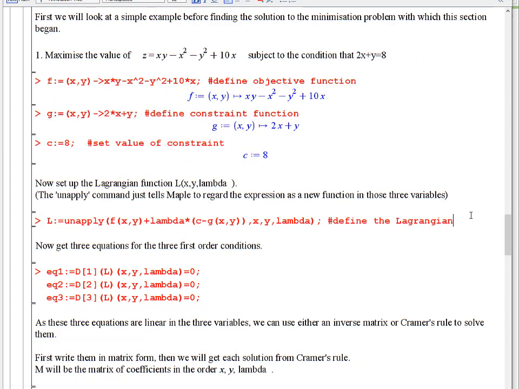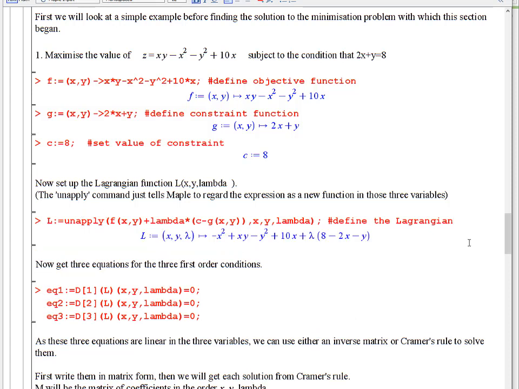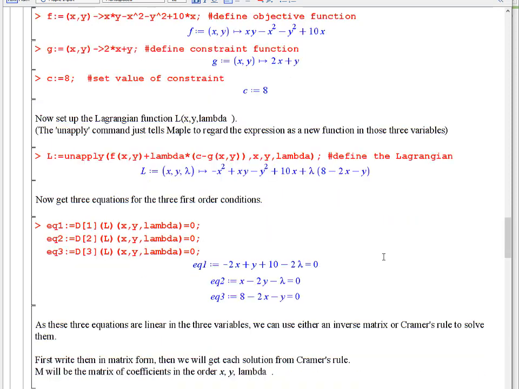Then set up the Lagrangian function. You have to use this awkward command, but that's just technical in Maple. So there's the Lagrangian. So can you see what we've got? It's the original function plus lambda times the value of the constraint minus the constraint. And then you should be able to do the first order condition, which is just partial derivatives with respect to all three variables there. So we differentiate that with respect to x and y and lambda, you get this.